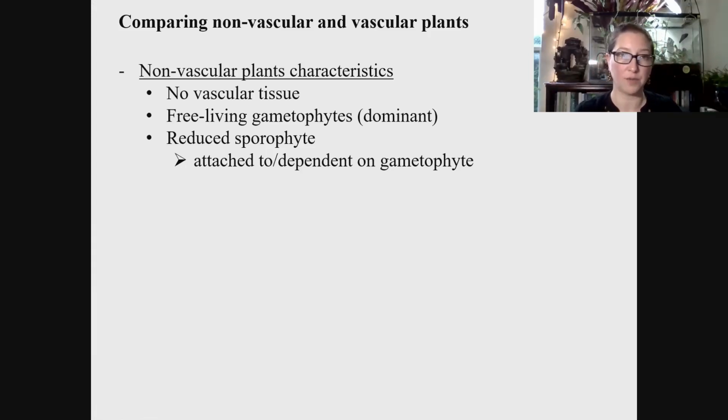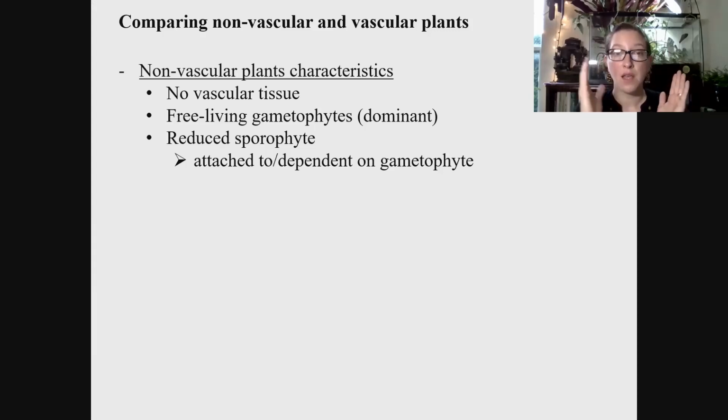Non-vascular plants don't have any vascular tissue, no xylem and phloem. Non-vascular plants also have free-living gametophytes that are dominant. So when you see a moss, a liverwort, or a hornwort, you're usually looking at the gametophyte plant, because that's the dominant generation. And since the gametophyte is the dominant generation, the sporophyte plant is very reduced and has to be attached to the gametophyte plant for its whole journey.